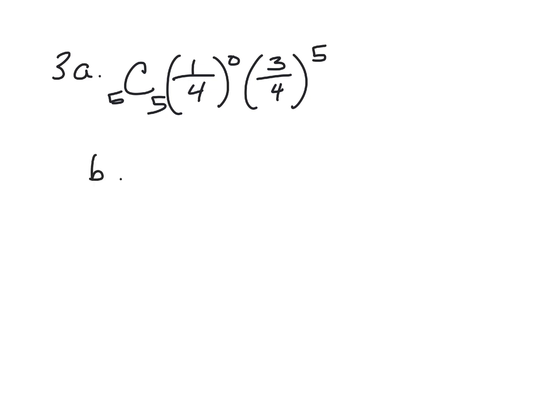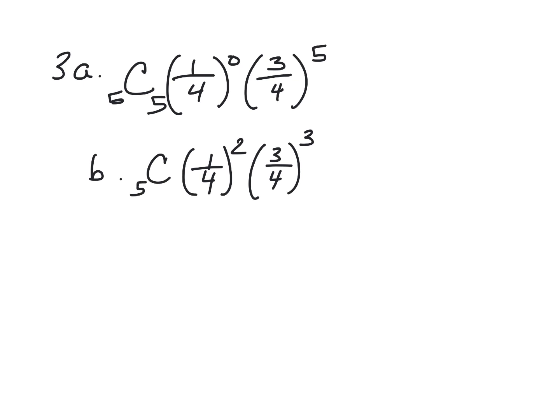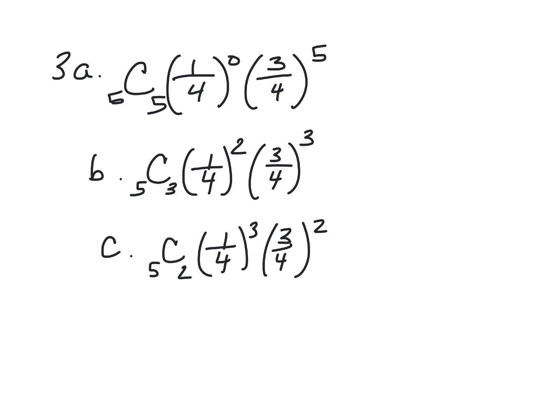B, they want to get exactly 2 correct, so again, I'd start with 1/4, probability of getting a question right. I want to get 2 of them right. 3/4 is the probability of getting a question wrong, I want to get 3 wrong. Then my combination will be 5 choose either 2 or 3, it doesn't matter. And then exactly 3 correct would be 1/4 to the 3rd, 3/4 to the 2nd, 3 correct, 2 wrong. And then that would be 5 choose 2 also.